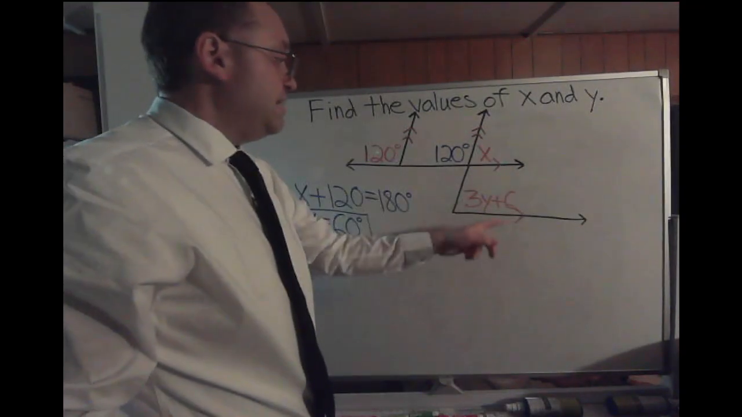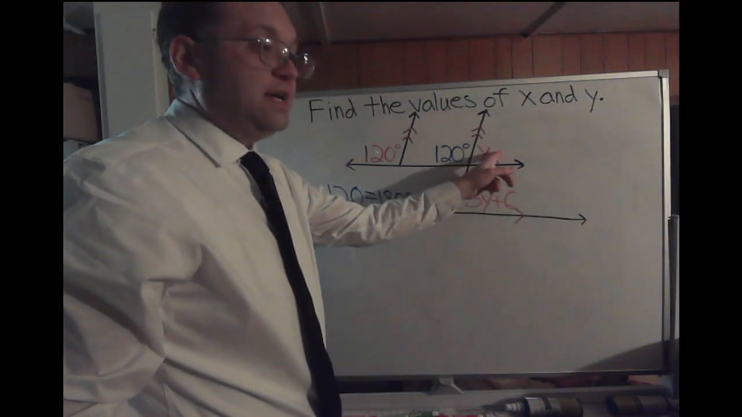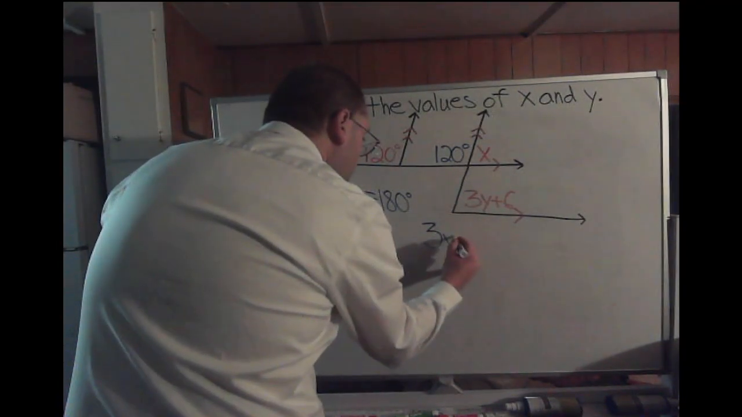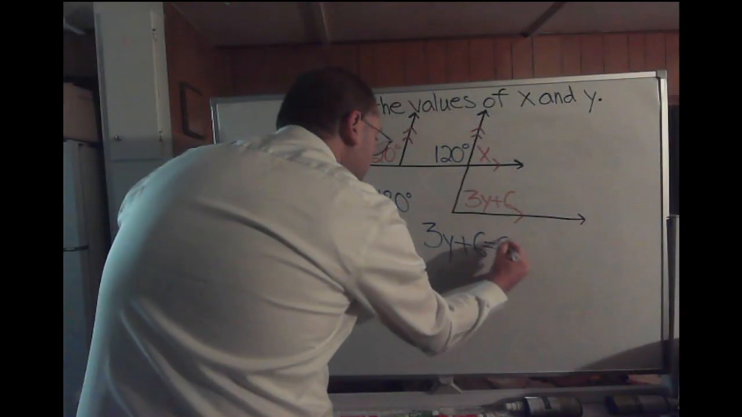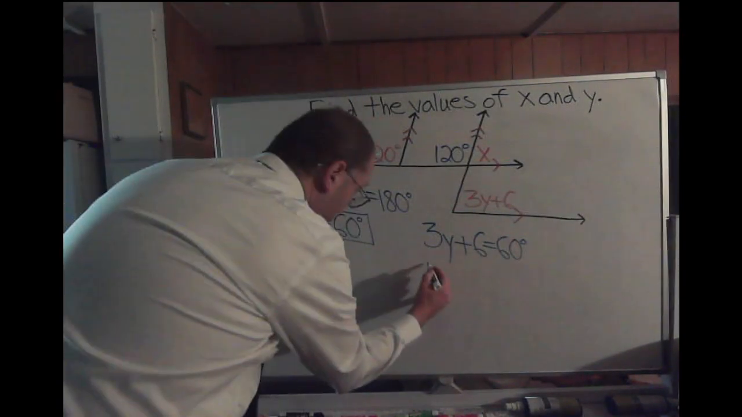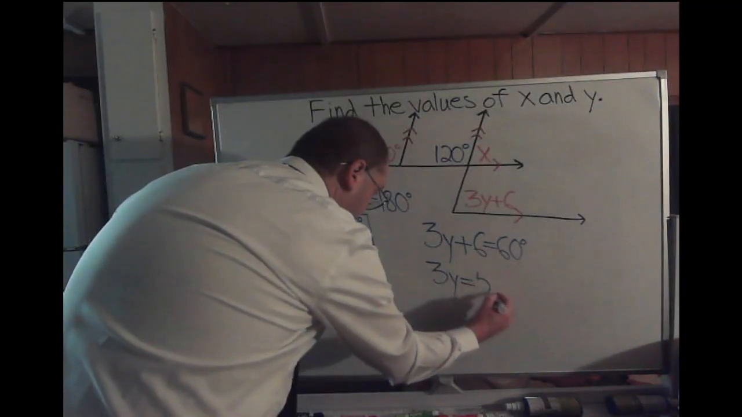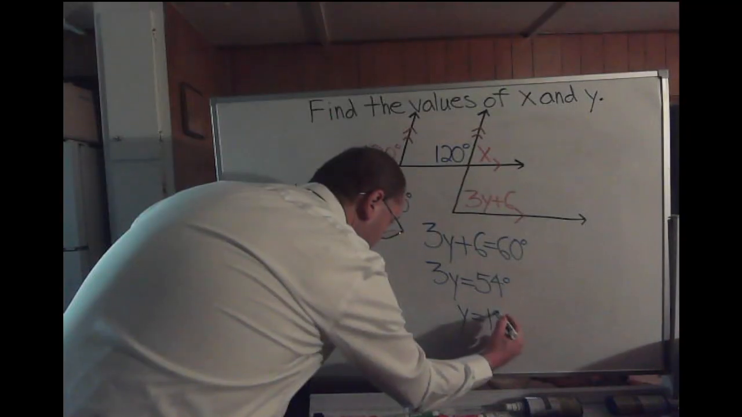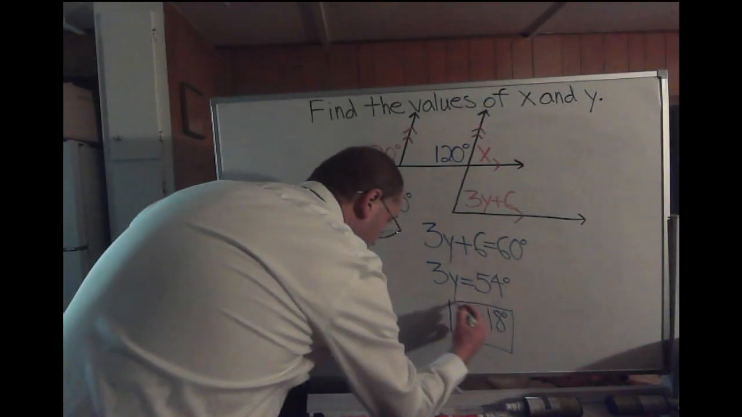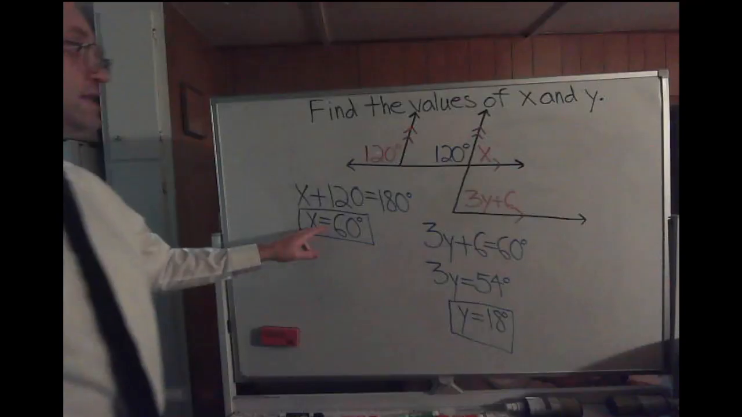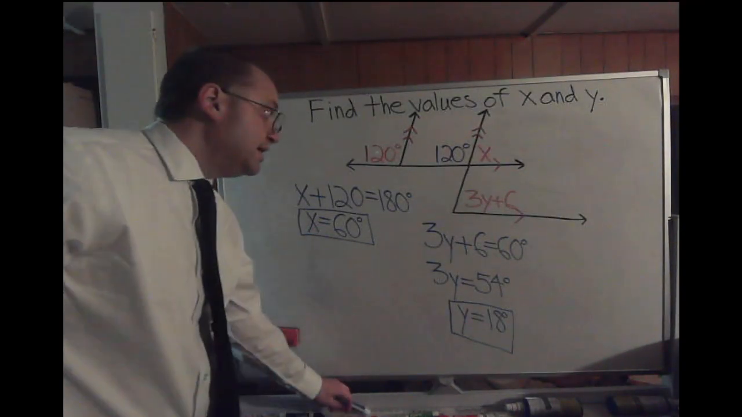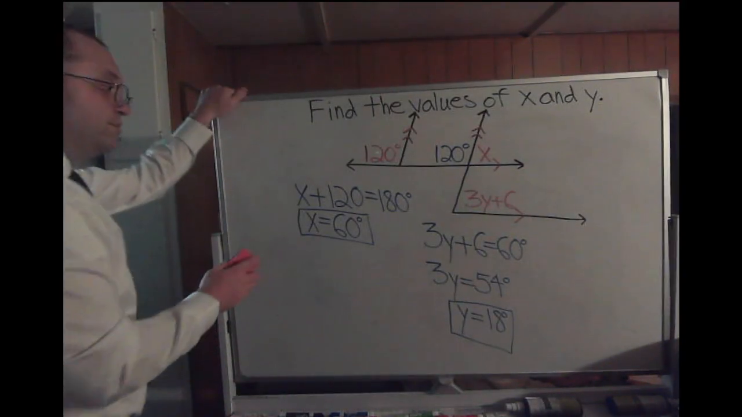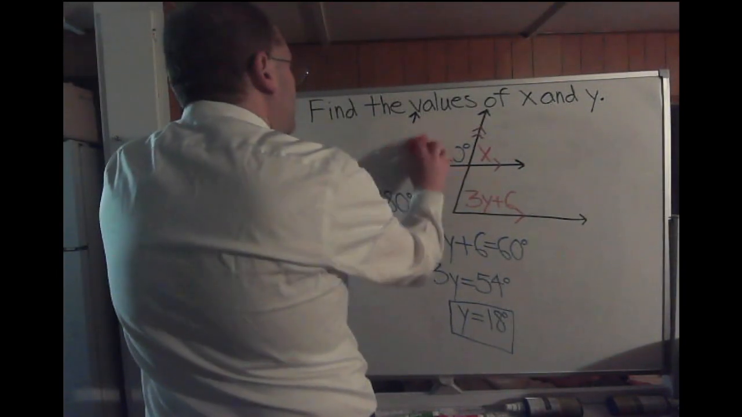Now that we've solved for x, we can now solve for y. Because if x is 60, that means since 3y plus 6 is a corresponding angle to x, 3y plus 6 has to equal 60. So 3y plus 6 would also equal 60 degrees, which means that 3y would equal 54 degrees, which therefore means y equals 18 degrees. So we got x equaling 60 and y equaling 18. And this is why sometimes you can't go right for the value of the variable. You need to fill in missing information. All right.